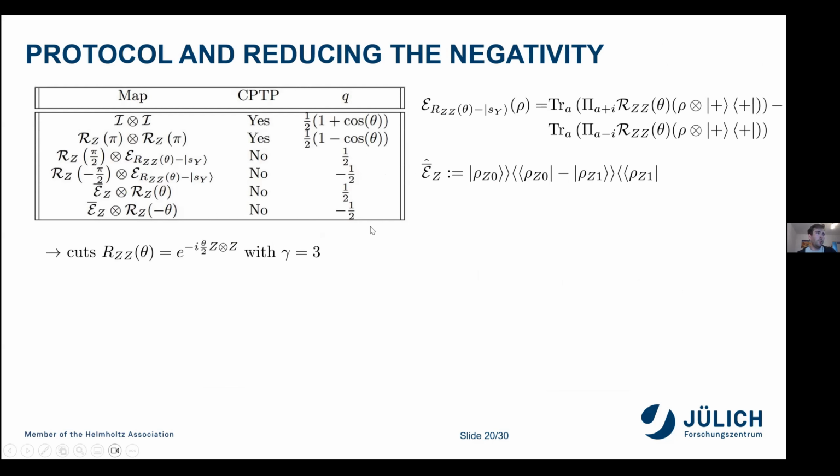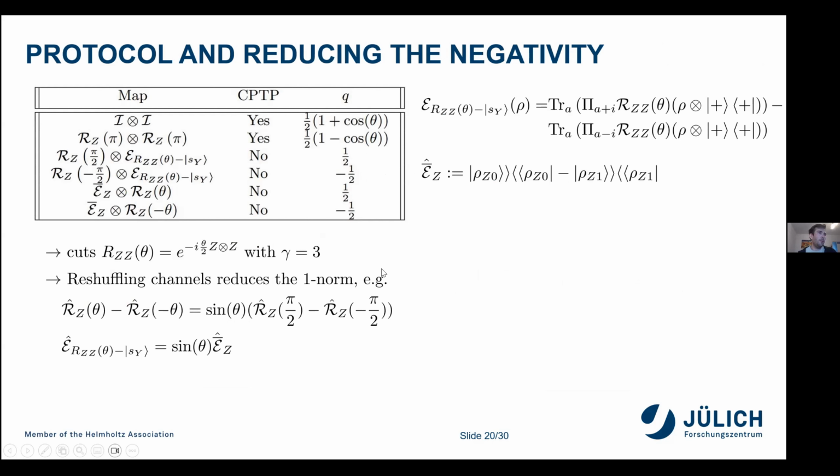And yeah, this gives the gate cut with 1 norm 3. And as I said, this 1 norm can be decreased. In particular, what you need to do is to rewrite the sums of these maps such that the theta dependence goes out of the map and into the quasi-probabilities. You can, for example, show that the difference between these rotations is the sine times the difference of these pi-half rotations, or this map with the ancilla qubit simply corresponds to reinitializing the qubit in what you measured and adding this sine.